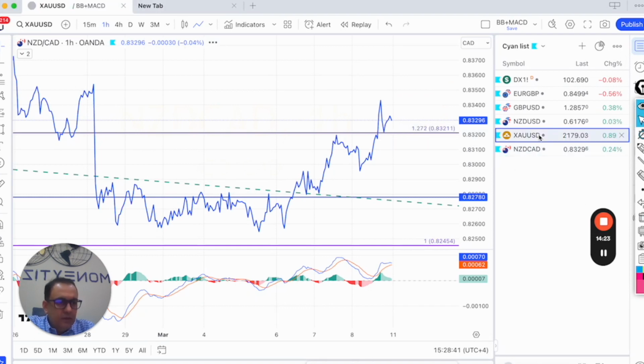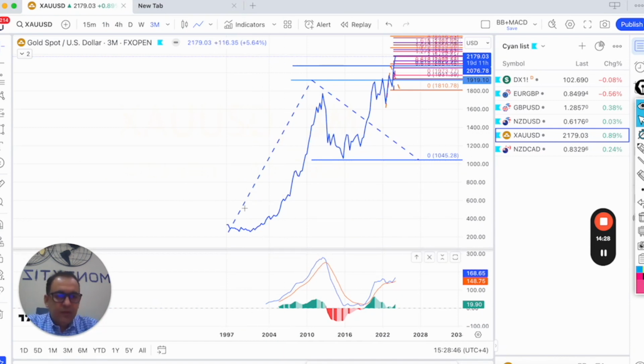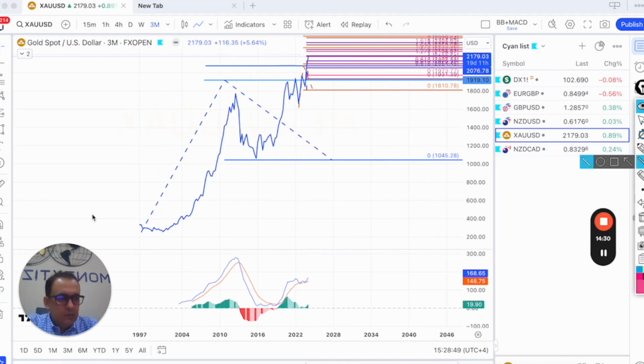And finally, gold. So gold, I would like to start from very high time frame, that is 3 monthly chart. I've already marked bullish Fib extension on the 3 monthly cycle based on candlesticks. So we got a very super strong resistance at 2076, which is now broken.